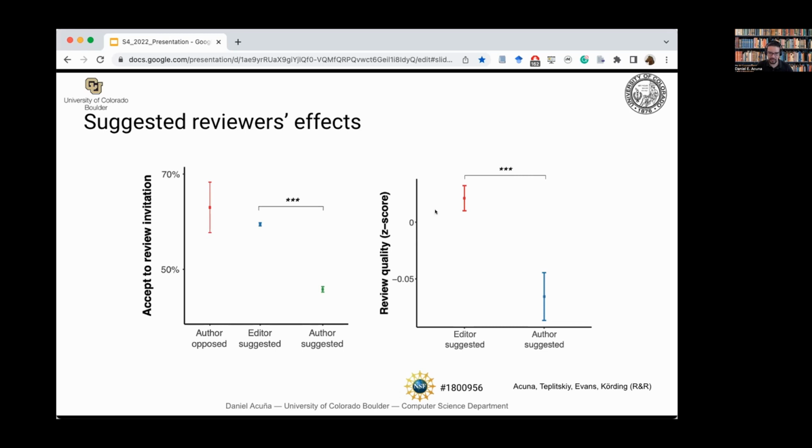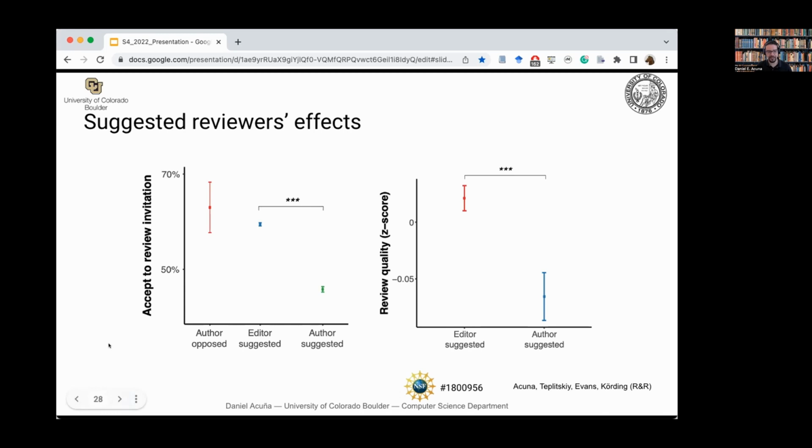In terms of quality, and this is the quality assessed by the editor, the quality of the reviews is actually lower for author-suggested reviewers compared to editor-suggested ones. There are many caveats, of course, because the editor is inviting the editor-suggested reviewers. Of course, maybe the editor thinks very highly of these reviewers, so there is a bias there.